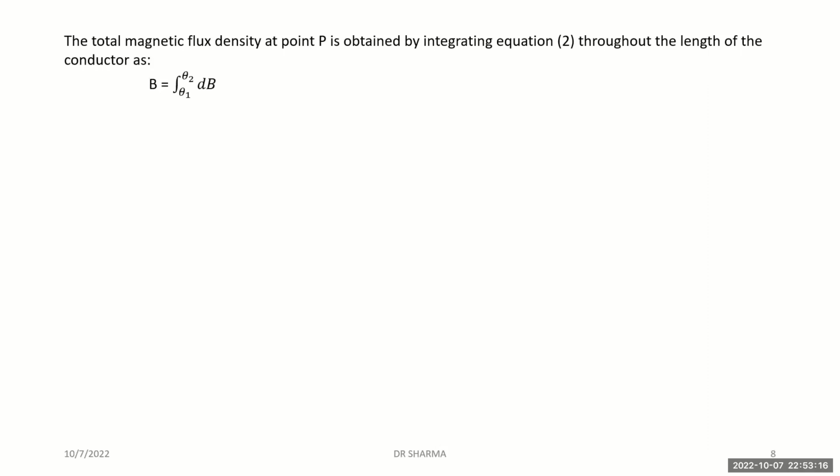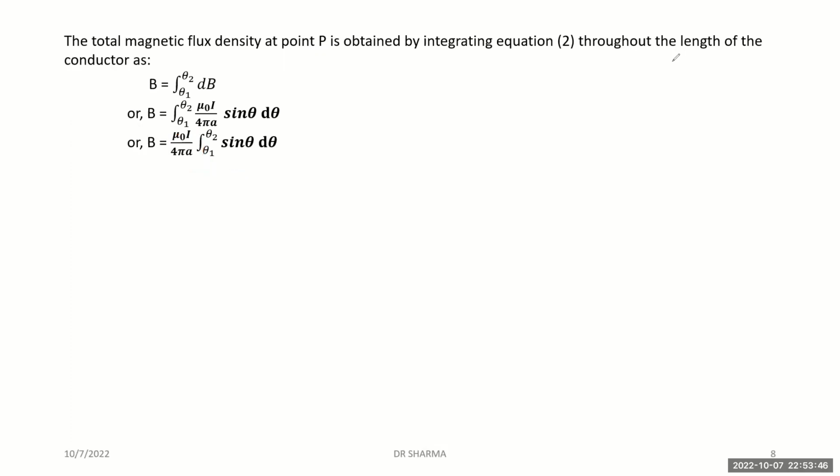That means you are going to integrate that equation. Total magnetic field B is equal to the integral from theta 1 to theta 2 of dB. Put the value of dB from equation 2 and integrate. The constants can be taken out of the integration sign. So mu naught I by 4 pi A, all are constants, so they are taken out of the integration sign and we integrate with respect to theta.